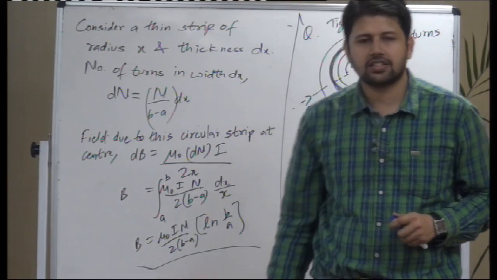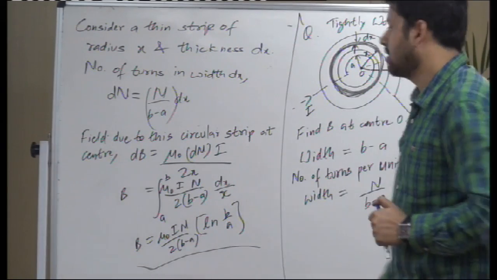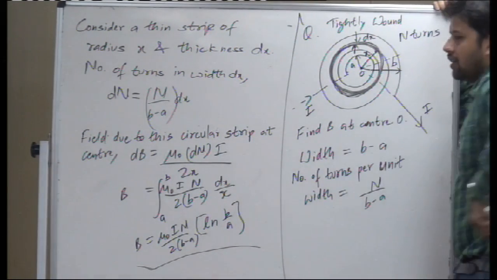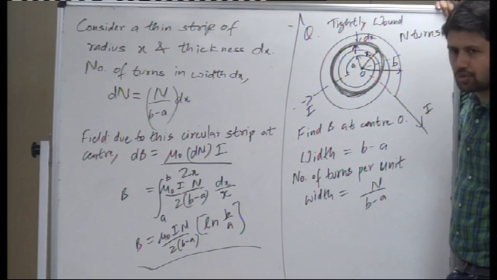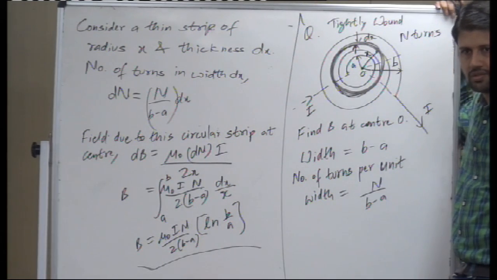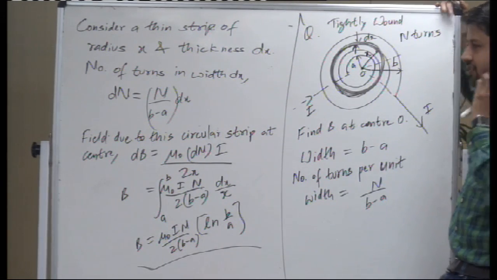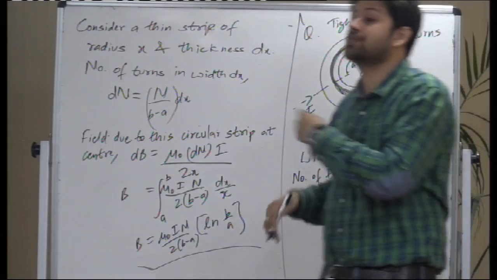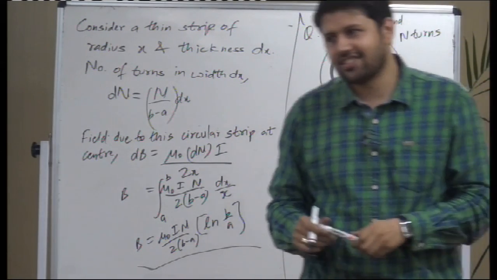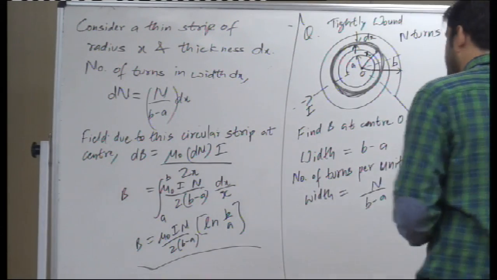Can we write this directly as ln b by a? Is it okay? Now this was asked in 2011 JE, and this was asked as an objective question, not subjective. The options were really close.